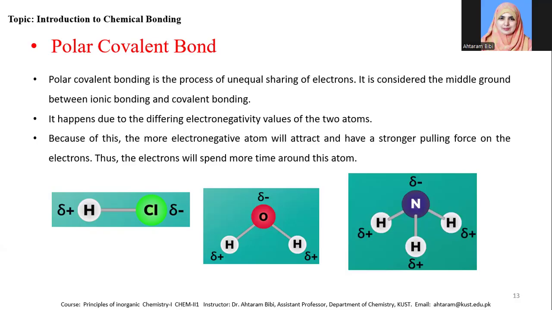Similarly, in ammonia, we can see that nitrogen is more electronegative, so the shared pair of electrons is attracted toward the nitrogen, and therefore this molecule's bond is also known as a polar covalent bond.